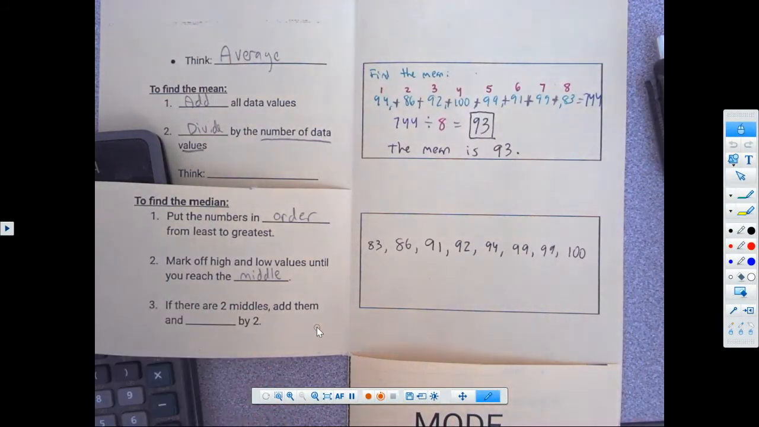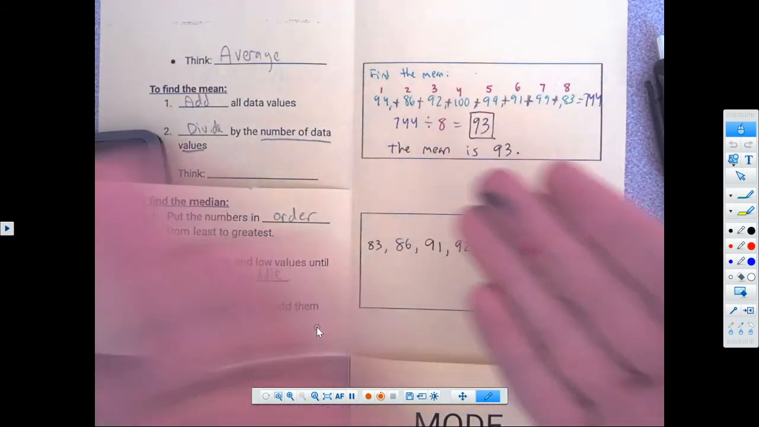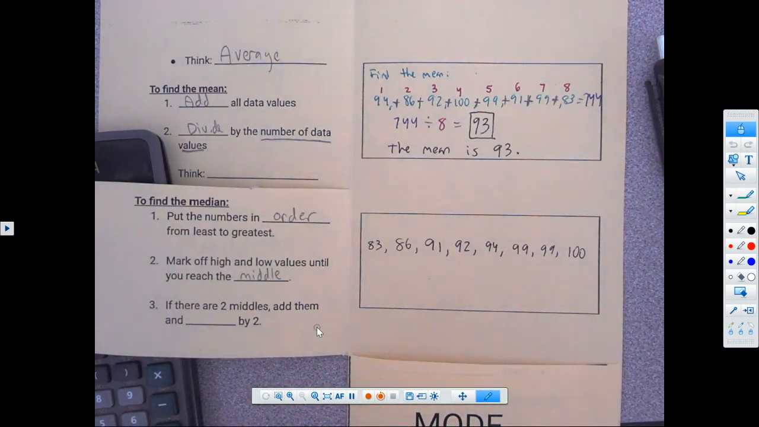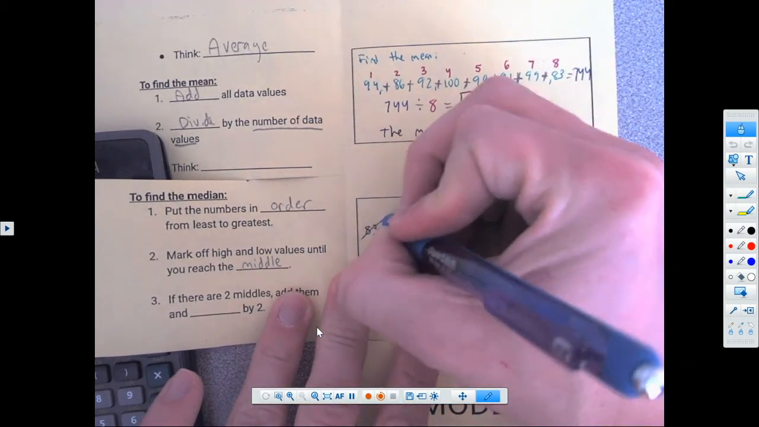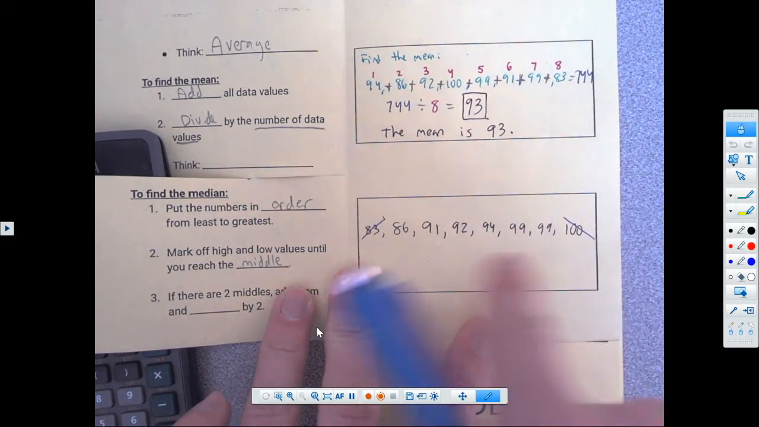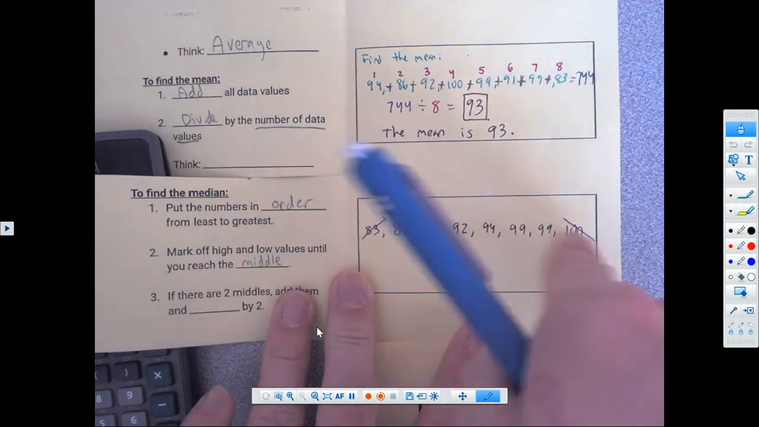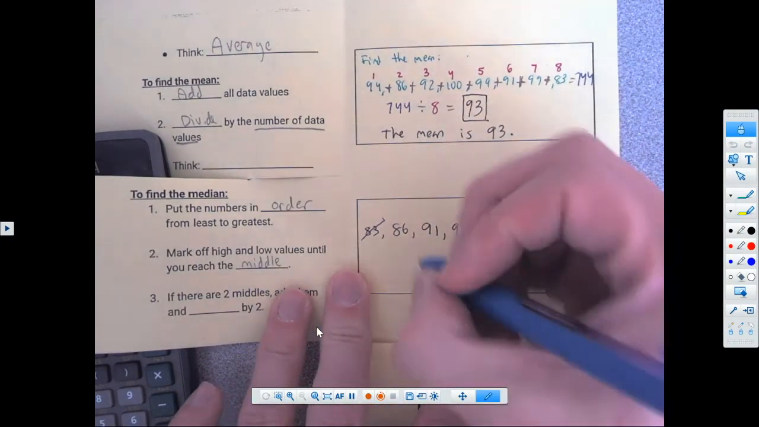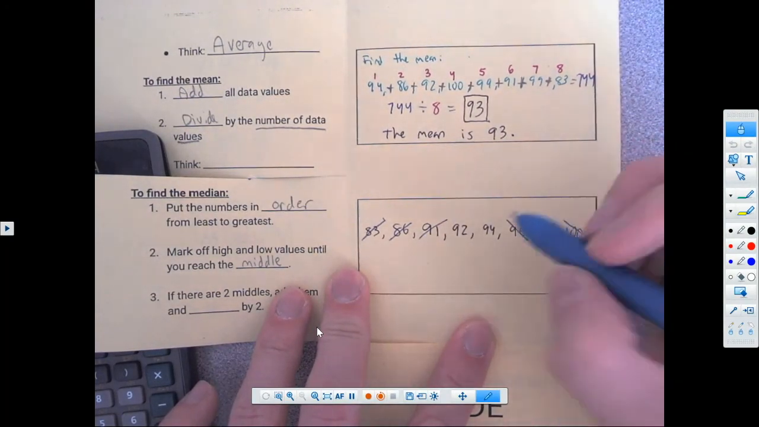So I'm actually going to mark off, or I like to say karate chop off the high and the low values until I get to a middle. So let's use this blue pen. Karate chop off my low value, my high value. Sometimes if you do opposite lines like that, it actually helps you keep track of how many you've done on each side. So that's sometimes a good idea. It's up to you. That's that one and that one, that one and that one.